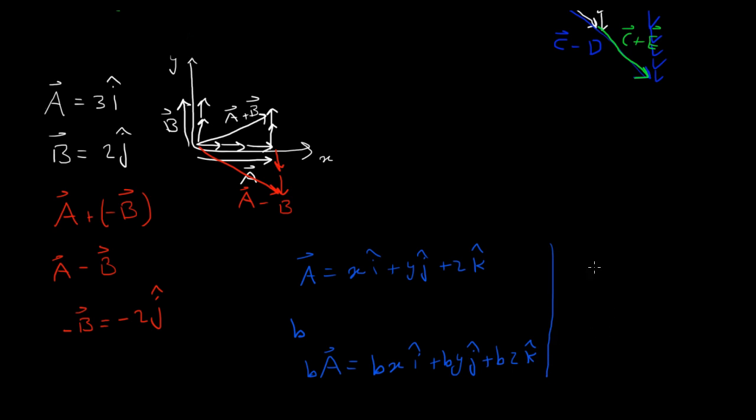An example, let's say I have a vector A, which is 2i hat minus j hat plus 3k hat, and I have B equals negative 2. So now B times A equals negative 2 times 2. So it's minus 4i hat plus 2j hat minus 6k hat.